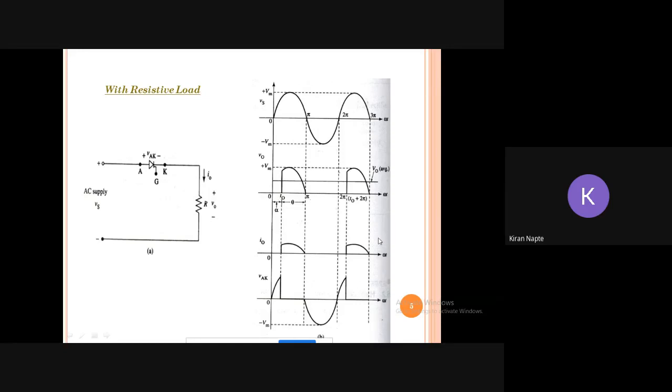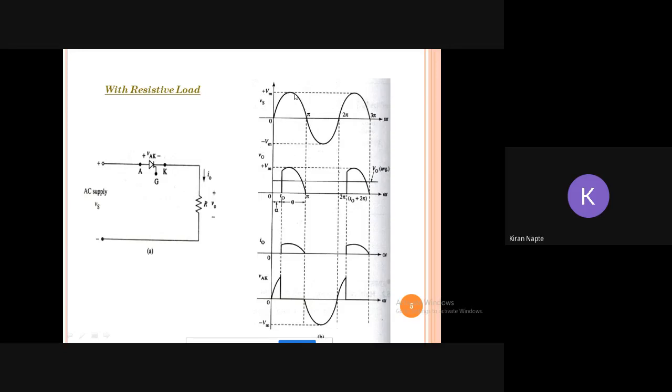Okay, then you can observe here that for each and every positive half cycle we are getting a similar kind of output voltage, from 0 to pi, and then 0 to 2 pi. So this is the input voltage, which is Vs.